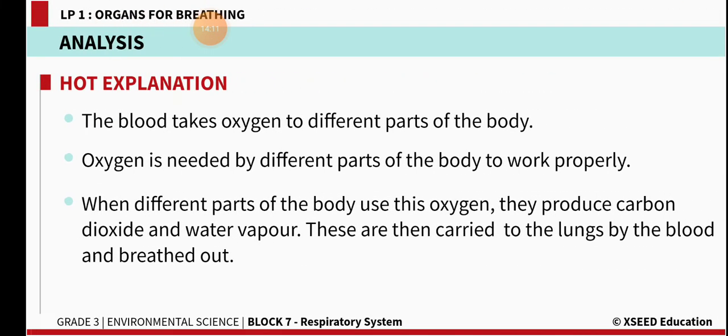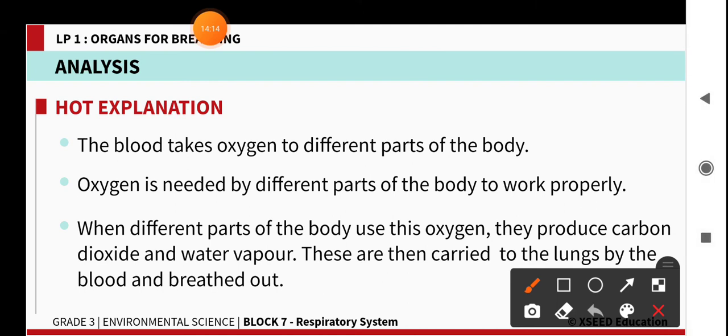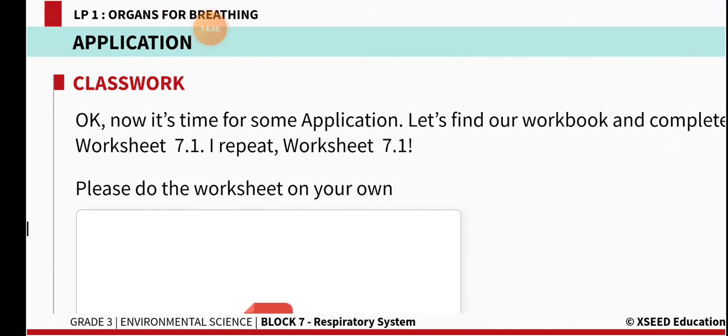Now, what happens to the oxygen absorbed by the blood? This oxygen helps to break down the food which we eat and release energy. The blood takes oxygen to different parts of the body. Oxygen is needed in different parts of the body to work properly. When different parts of the body use oxygen, they produce carbon dioxide and water. These are then carried back to the lungs by the blood, and the carbon dioxide is sent out through the nose.